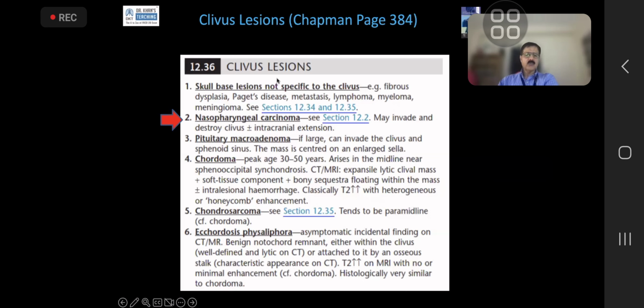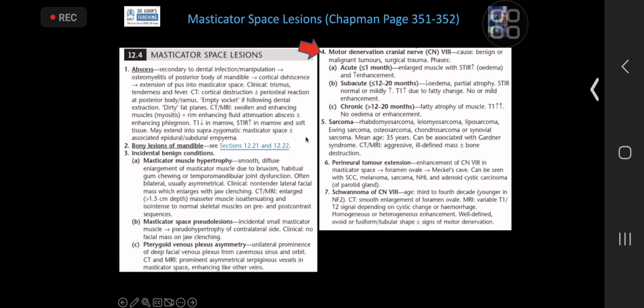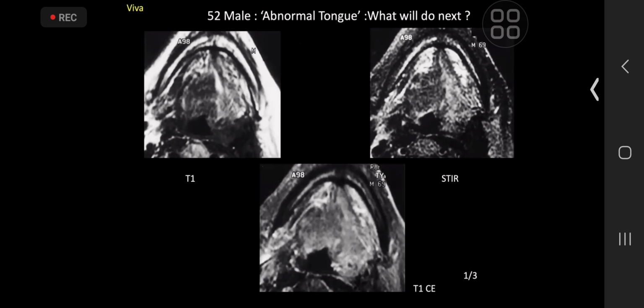Clivus lesions. One of the clivus lesions is a nasopharyngeal carcinoma, which may invade and destroy the clivus, plus or minus intracranial extension. In this case, there is another concept which I warn you is a 2B concept. This is motor denervation. Now, motor denervation of the tongue, I think I showed you a case, if I'm not wrong, 1 or 2 weeks ago. Motor denervation of the tongue, hypoglossal nerve, is an exam case. And I'll show you, because in our case also similar findings are there.